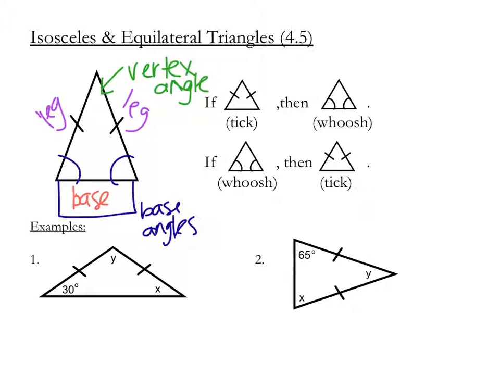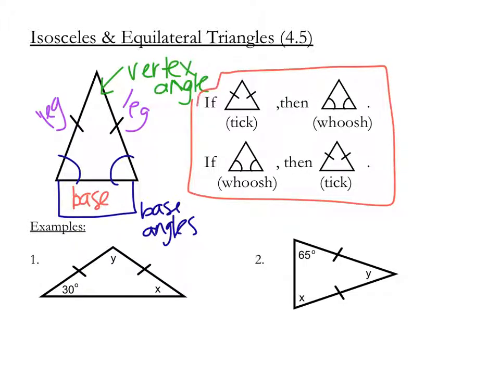So again, the very important thing is these two statements: if you see tick marks, you get to add whoosh marks. If you see whoosh marks, you're going to add tick marks. That's what we're going to go through in these next couple of examples. The other thing you have to remember from the last lesson is that a triangle's interior angles, if they're all inside, equal 180. So a triangle equals 180 degrees. We're going to use that a lot today too.